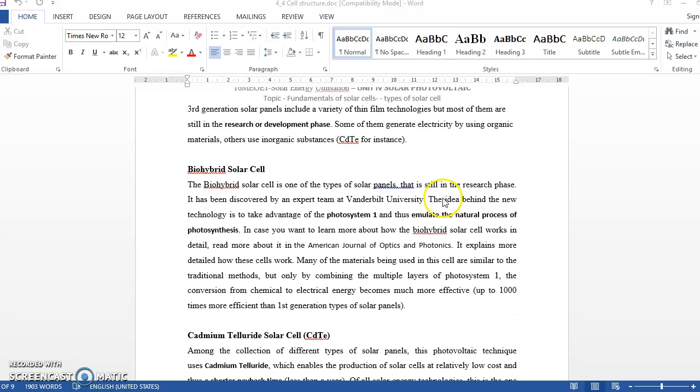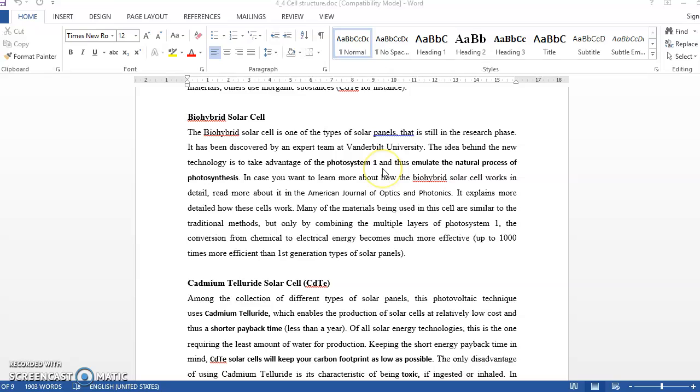Right. Now let me see the biohybrid solar cell. So the name itself says that it's a hybrid. It is made for a special purpose. The idea behind the new technology is to take advantage of photosystem one and thus emulate the natural process of photosynthesis. So in case you want to learn more about how the biohybrid solar cell works, you can look into it in detail.